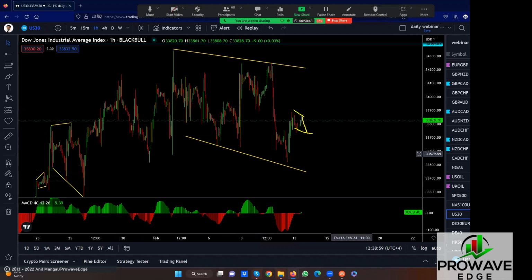If this comes back here, then this would become a better one to get to that top and maybe even break out. Let's wait.